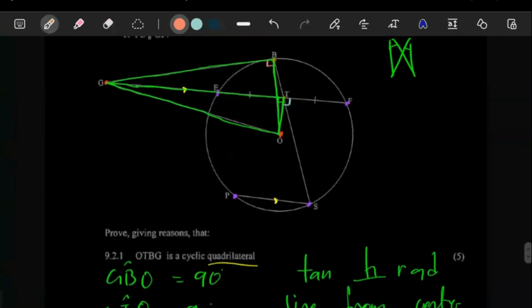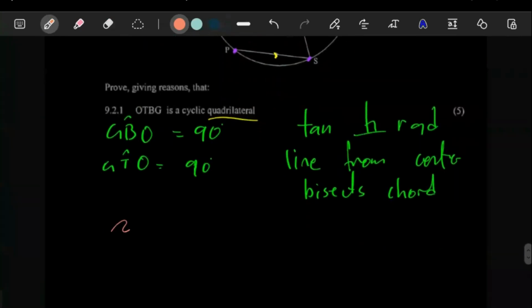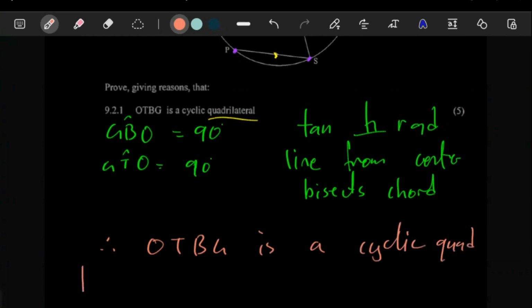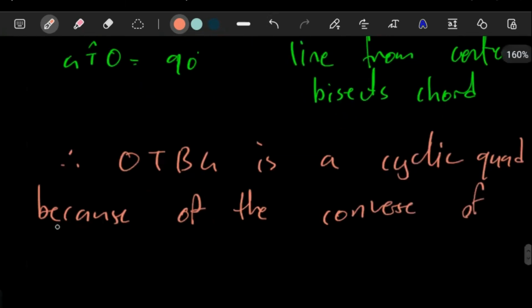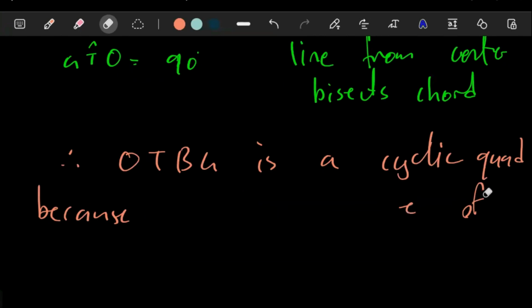As long as you've shown that they're both equal to 90 degrees, you can now say, therefore, OTBG is a cyclic quad because of the converse of the angles in the same segment theorem.